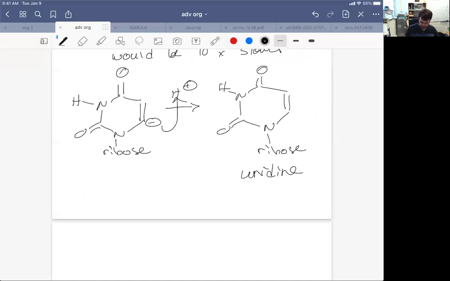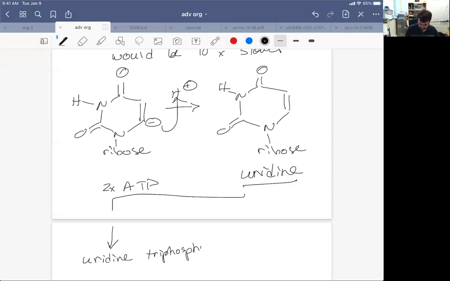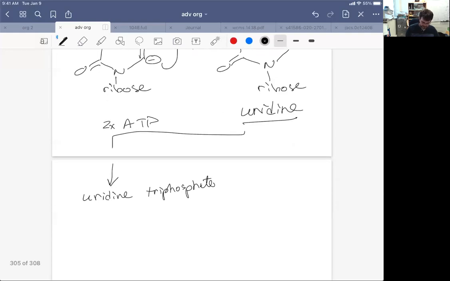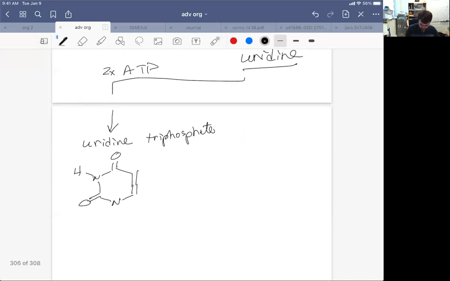So this is uridine. Now what uridine does is it reacts with ATP, 2 times ATP, to make uridine triphosphate. I'm just going to mention this part once because again, I want to do my best to abbreviate the sugar. That's where we get the most productive use of our time. But okay, let's go ahead and discuss the sugar.